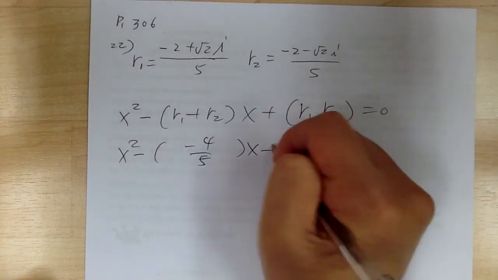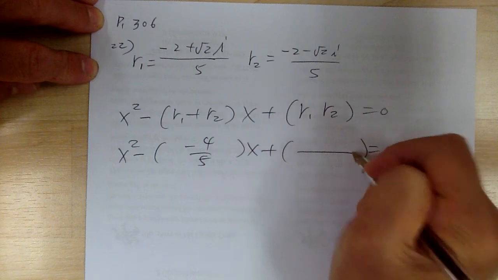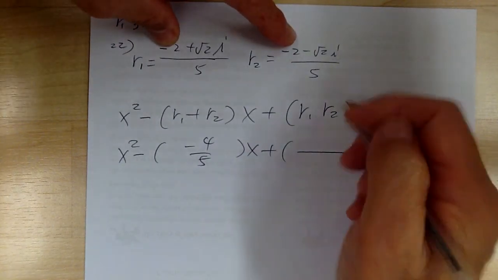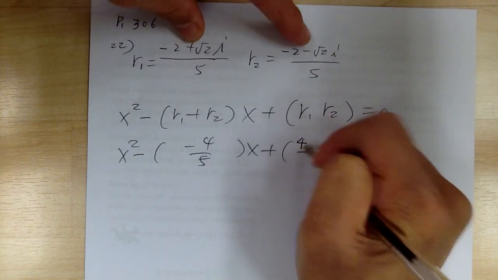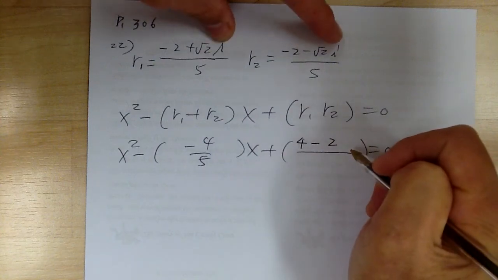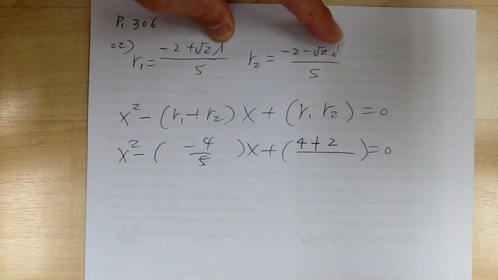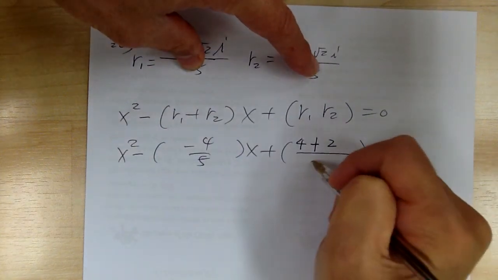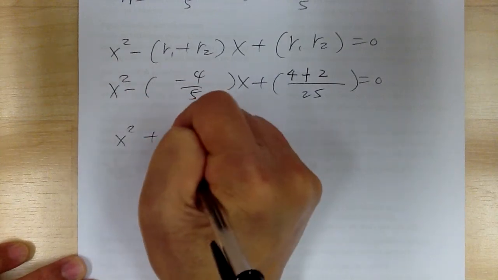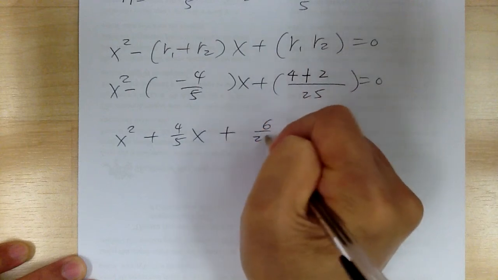Okay, now when you're doing the multiplication with the conjugate, you just multiply the corresponding parts. So negative 2 times negative 2 will give you positive 4. Plus times minus will give you minus. Square root of 2 times square root of 2 will give you 2. I times I will give you negative 1. So this becomes plus. Okay? And on the bottom, 5 times 5 will give you 25. So your equation becomes x squared plus 4 over 5 x plus, this will give you 6 over 25 equal to 0.